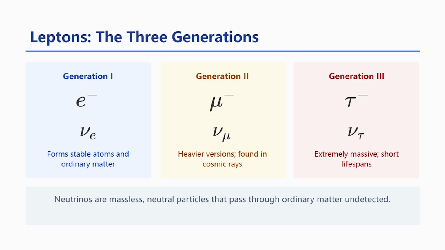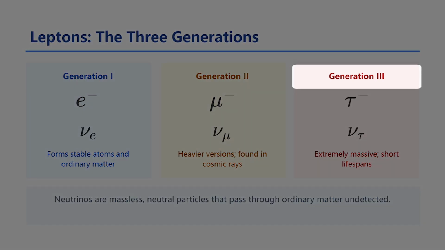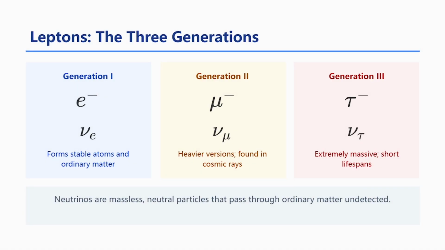As we move to generation 2, we encounter the muon. Think of it as a much heavier version of the electron. It isn't stable enough to form ordinary matter, but we can detect it frequently in cosmic rays that strike our atmosphere from space. Finally, generation 3 introduces the tau. This is the most massive lepton of all, so heavy and unstable that it exists only for a fraction of a second before decaying. Each of these 3 generations is paired with a corresponding ghostly partner called a neutrino.